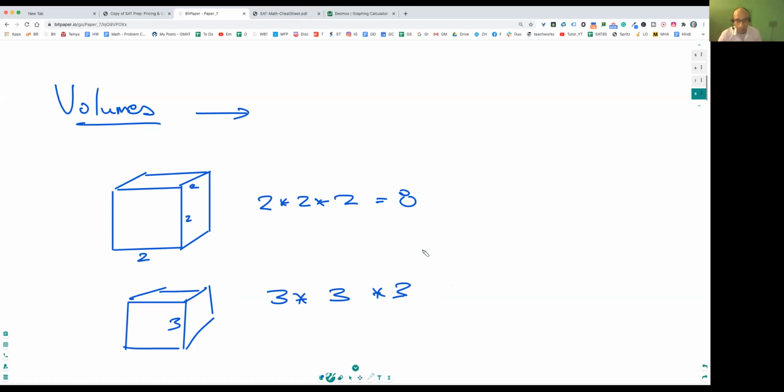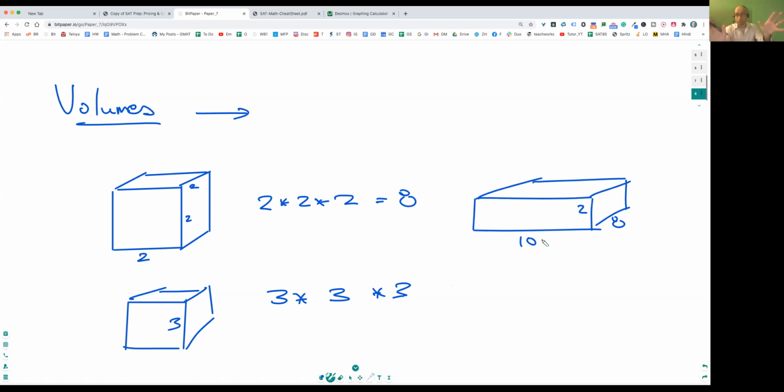Now, let's think about this next idea, guys. Think about a box, a rectangular box, like an Amazon box kind of thing. Let's say this side is 10, this one is 8, and this is 2. Now, you've got this box with 3 different sides. This is an important problem, so please pay attention. You have 3 sides. All you're going to do is multiply them.